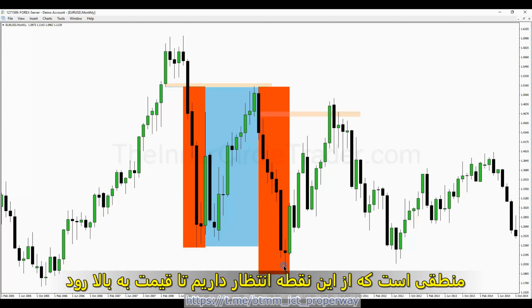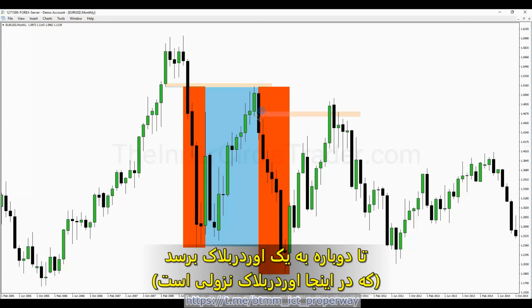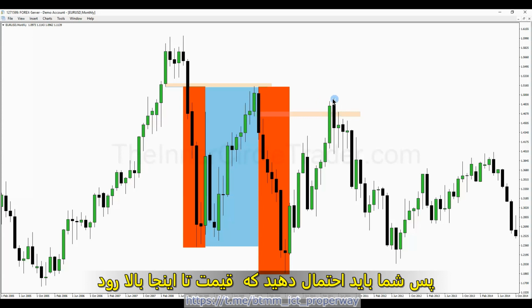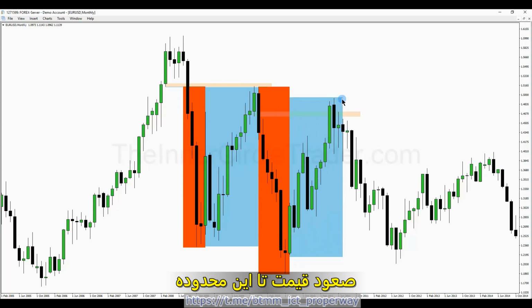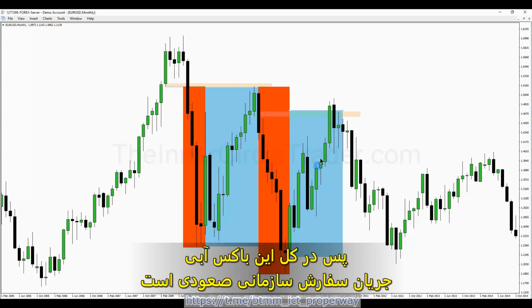From here, where would we reasonably expect price to go up to? Again, that's this bearish order block. So you want to see price reach up to here. So in this instance, we would expect to see what? Price rally up into this area. So all through here, institutional order flow is bullish.